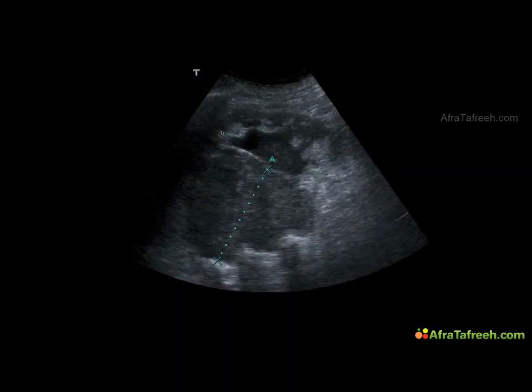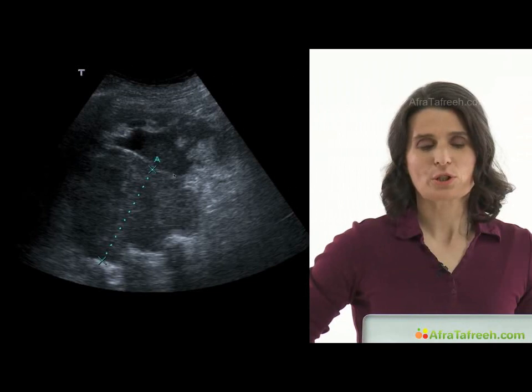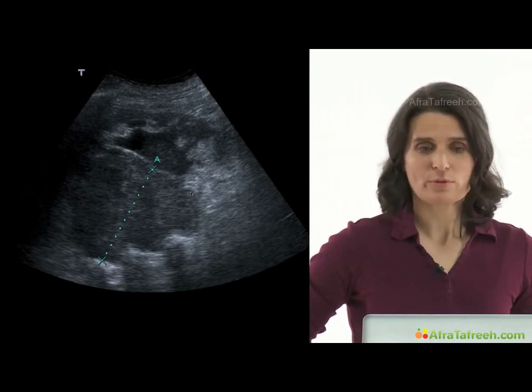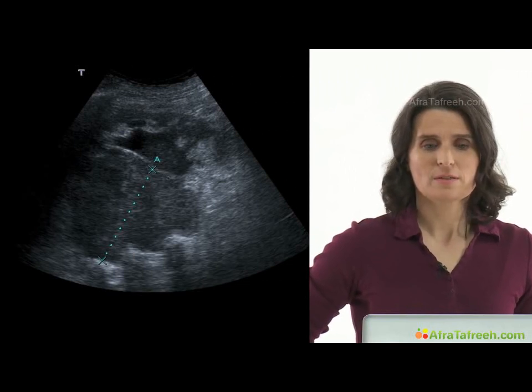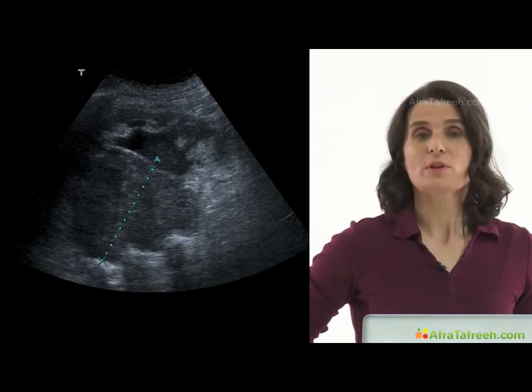In this image of the left kidney, you can easily detect a really large inhomogeneous mass over here, which also apparently blocks urine flow because the renal pelvis is dilated. This is highly suspect for renal cell carcinoma.